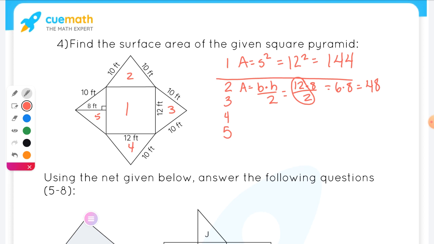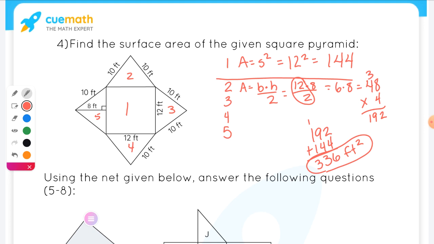Now, how many 48s do I have? 4. I'm just going to do times 4. So I get 192. Is my answer 192? No. What else do I have to do to that, Lori? Add the 144. Yeah, I have 192 plus 144. Label? Feet squared.